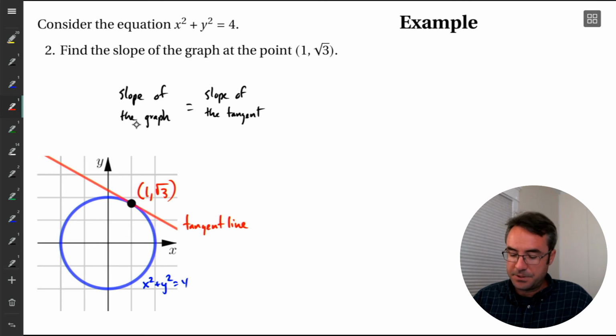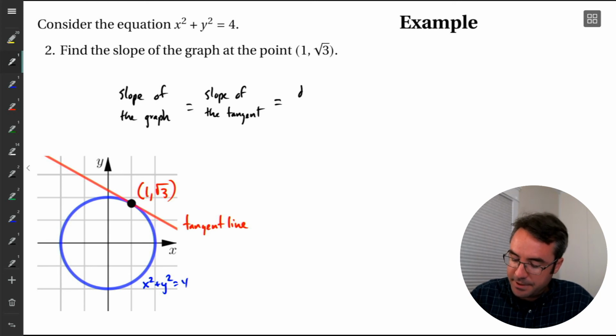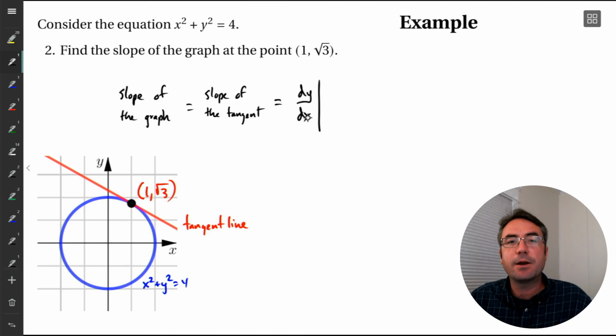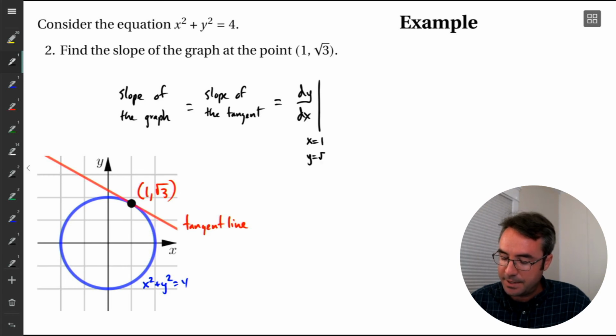All right, so the slope of our graph is the same thing as the slope of the tangent line. And the way we calculate this is with our derivative. We're going to evaluate our derivative at this point, when x is equal to 1 and when y is equal to square root 3, because those are our two coordinates here.